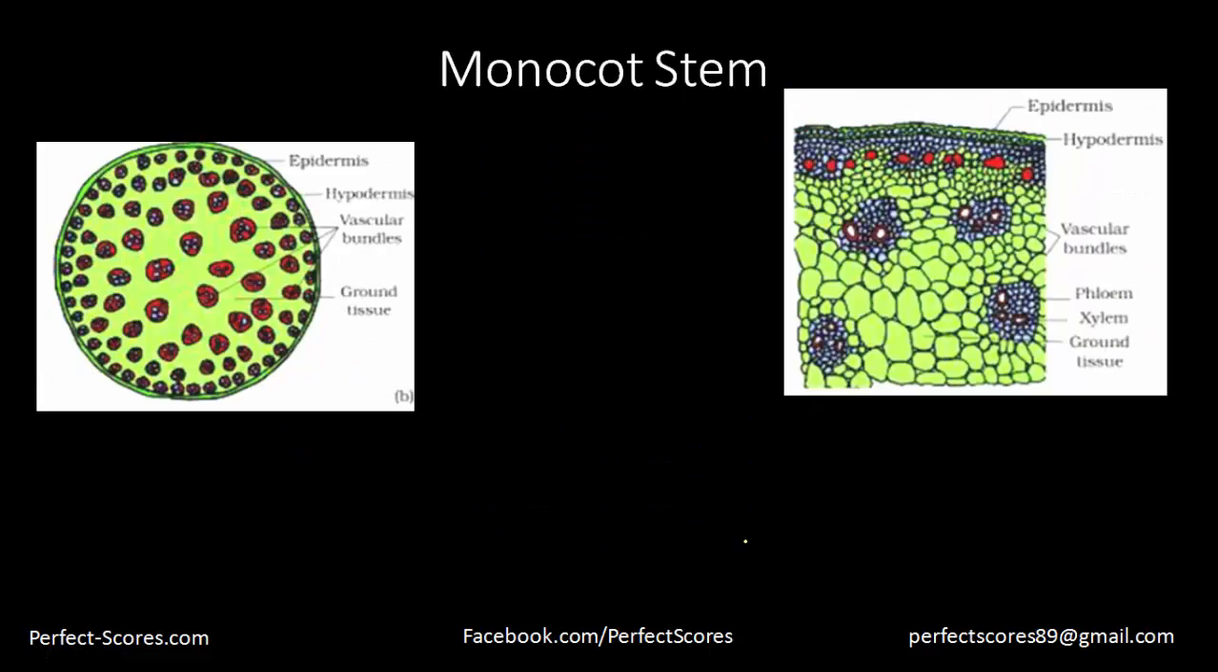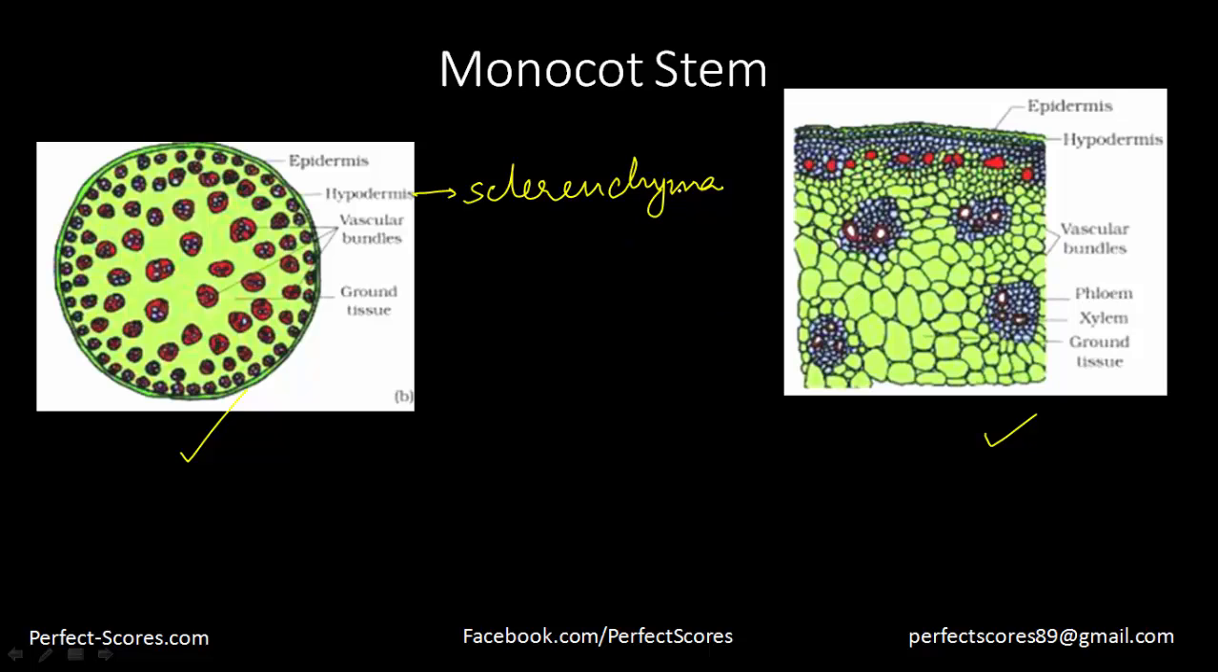The next thing that we need to know is about the monocot stem. So it has a hypodermis that is made up of sclerenchyma, which is the next layer, next to the outermost layer, which is the epidermis. Within that, you have the vascular bundles that are scattered throughout in this diagram as well as in this diagram. And finally, you have the ground tissue as well.